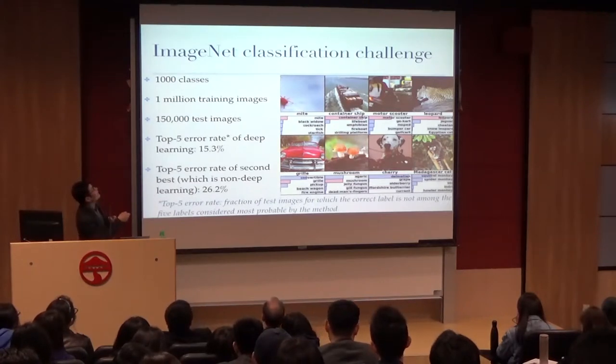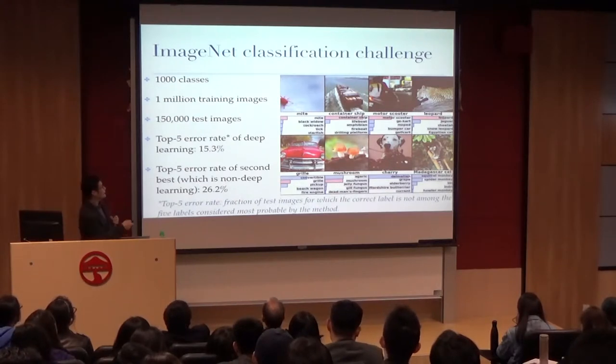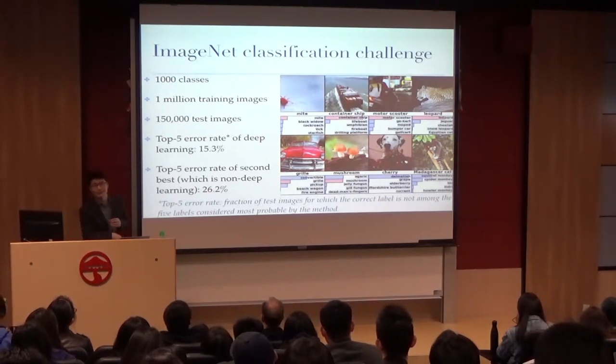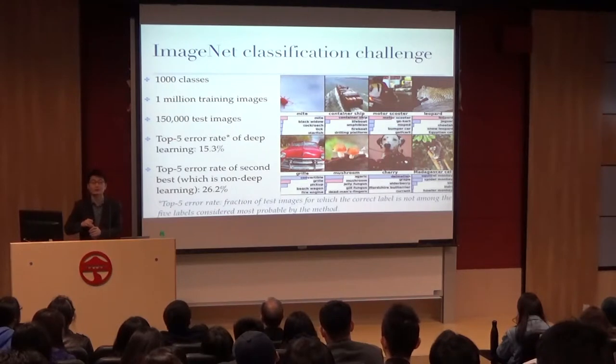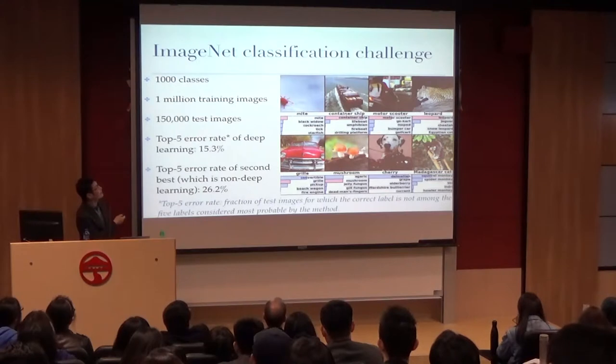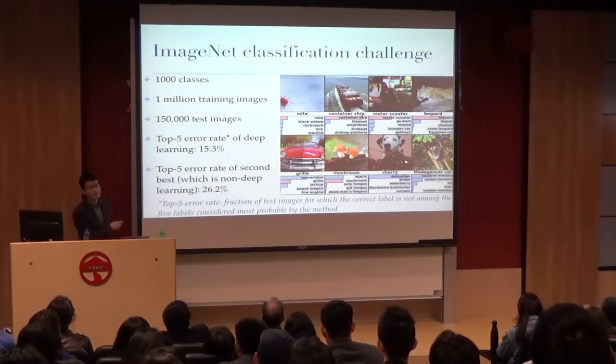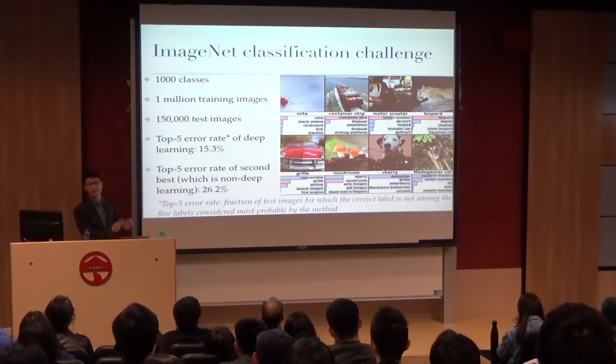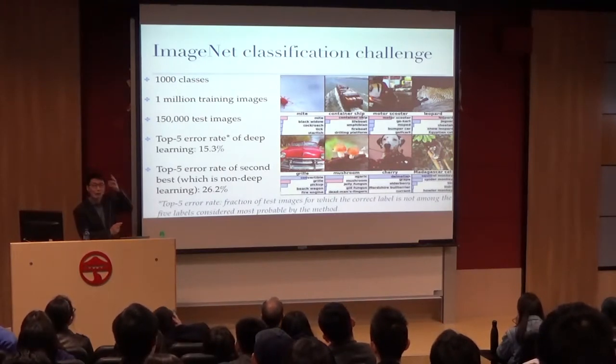And this is the top 5 error rate of deep learning. It's 15.0%. And if you don't use deep learning, the error rate will be something like 26.2%. You can see deep learning really outperforms all other kinds of learning machines in a significant way. This is just error rate, the lower the better. So that's why in image processing and computer vision, nowadays, almost everyone just uses deep learning. Because you can automatically extract those meaningful features. You can really mimic how we process the data.